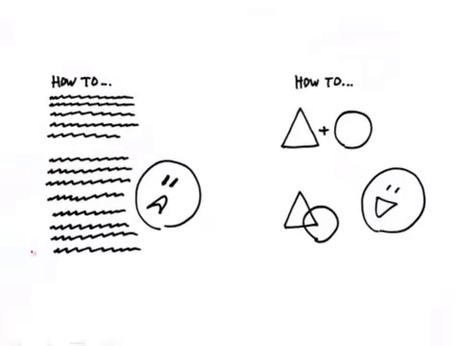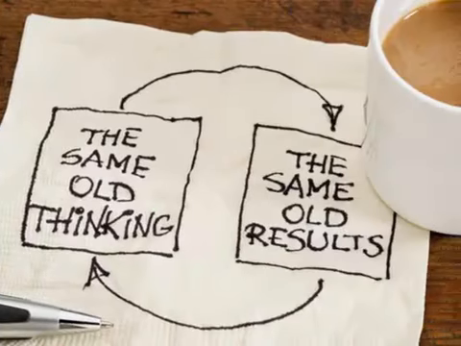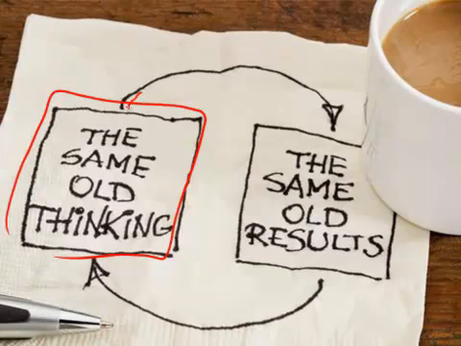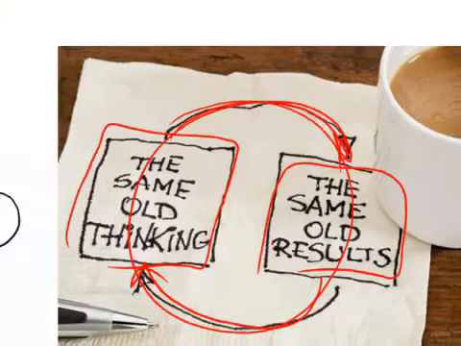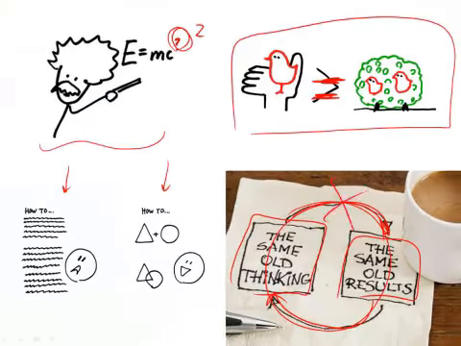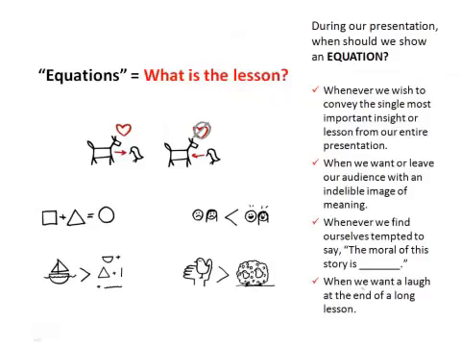Here's another little visual equation. It just simply says, this is hard, but this is easy. Here's a very simple little visual equation. Look, the same old thinking gives us the same old results, gives us the same old thinking, and around we go, which is why we are visual thinkers, because we're going to break that cycle and not think in the same old ways.